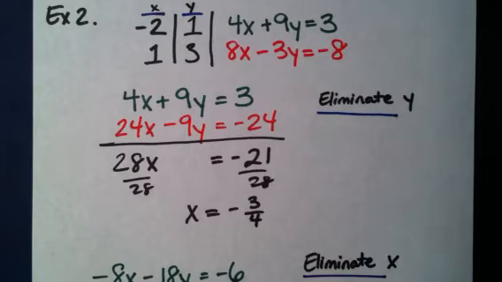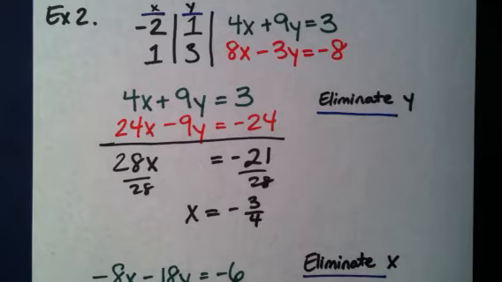If I multiply the first equation by negative 2 and the second equation by 1, I'm able to eliminate the x values. If I multiply the first equation by 1 and the second equation by 3, I'm able to eliminate the y values. First I'm going to eliminate y. So I multiply the first equation by 1 and the second equation by 3. When I multiply the second equation by 3, I get 24x minus 9y equals negative 24.